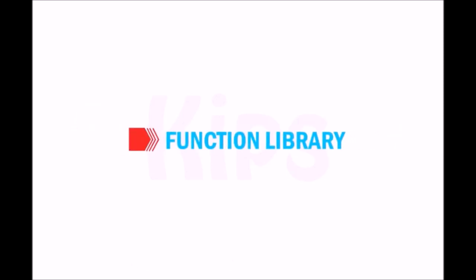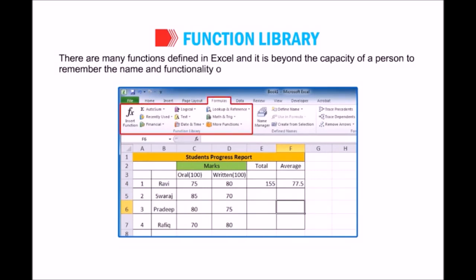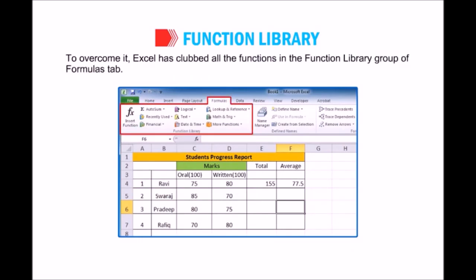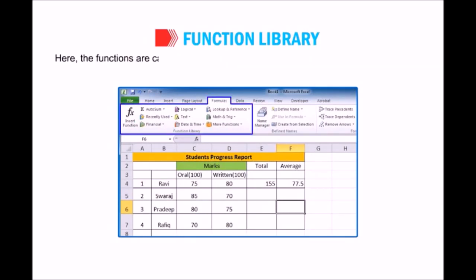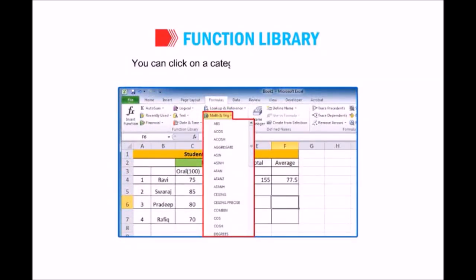Let us learn about the function library. There are many functions defined in Excel and it is beyond the capacity of a person to remember the name and functionality of each one of them. To overcome it, Excel has clubbed all the functions in the Function Library group of the Formulas tab. Here, the functions are categorized by their functionality like math and trig, text, date and time, etc. You can click on a category to browse its functions.